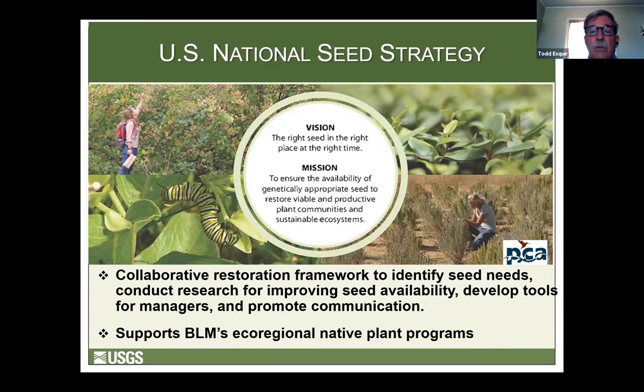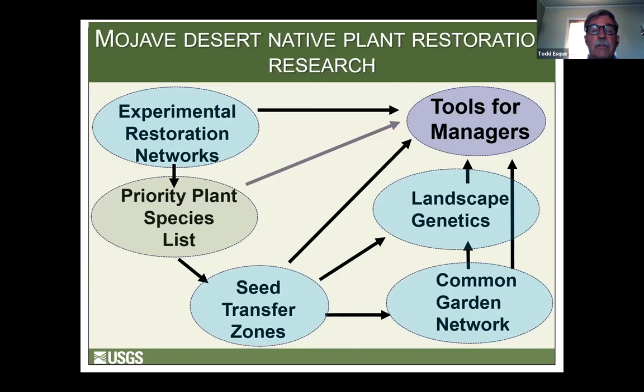The program that we are working in was envisioned by Christina Lund and Fred Edwards, who's now at the U.S. Fish and Wildlife Service. Both of them were at BLM then. And they had envisioned us starting with the left-hand side of the page. There's the priority plant species list. This was supposed to be the first product to come out. It took a little longer, and that's the way things work sometimes.